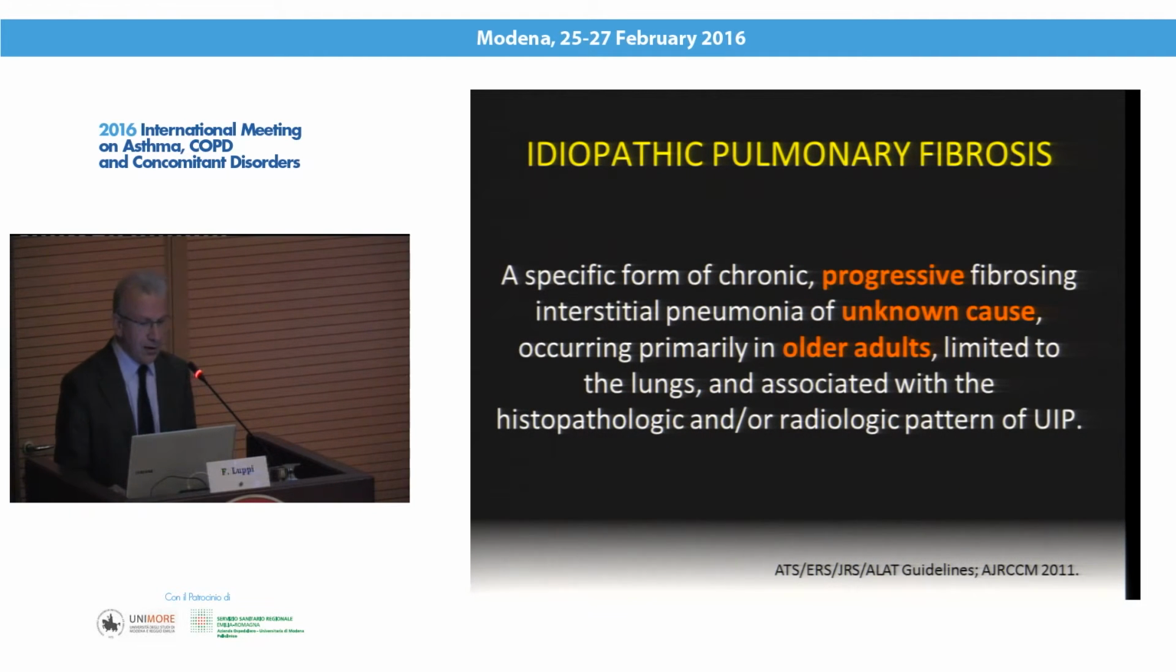Just for a clinical example of pulmonary hypertension secondary to lung disease, I would like to mention idiopathic pulmonary fibrosis, which is defined as a specific form of chronic progressing fibrosing interstitial pneumonia of unknown cause, occurring primarily in older adults, limited to the lungs, with a histopathologic or radiologic pattern of usual interstitial pneumonia.